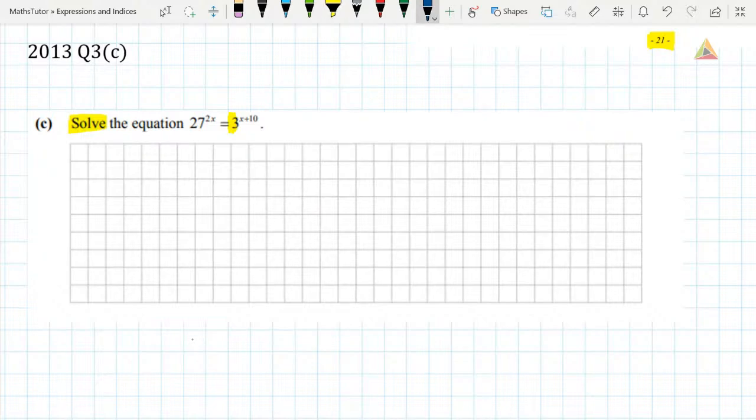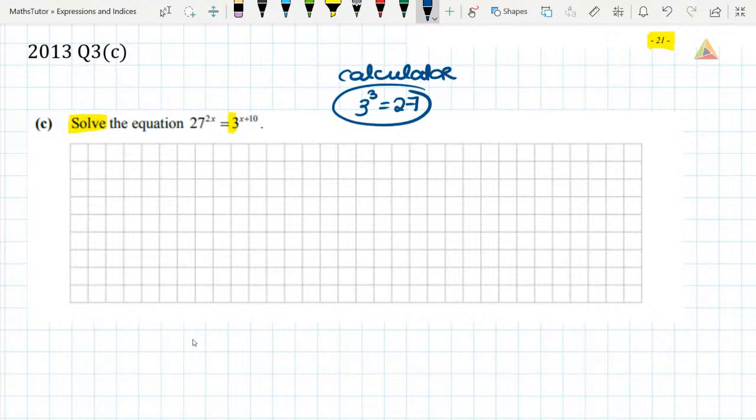And again, you would just go to your calculator and trial them out. So on my calculator, I find that 3 to the power of 3 is equal to 27. So I'm going to rewrite the 27 as 3 to the power of 3. But this time when I rewrite that, you'll see that I have a power inside a bracket and a power outside a bracket. So the 27 was already being raised to the power of 2x, and now the 3 cubed has to be raised to the power of 2x as well. So now I have a power inside a bracket and outside a bracket.